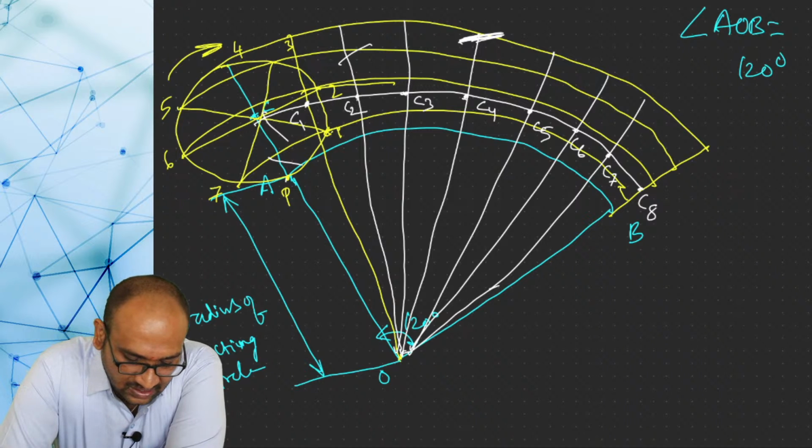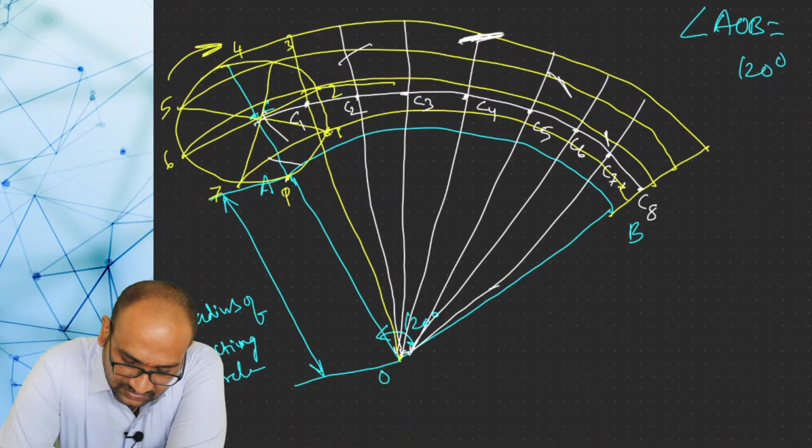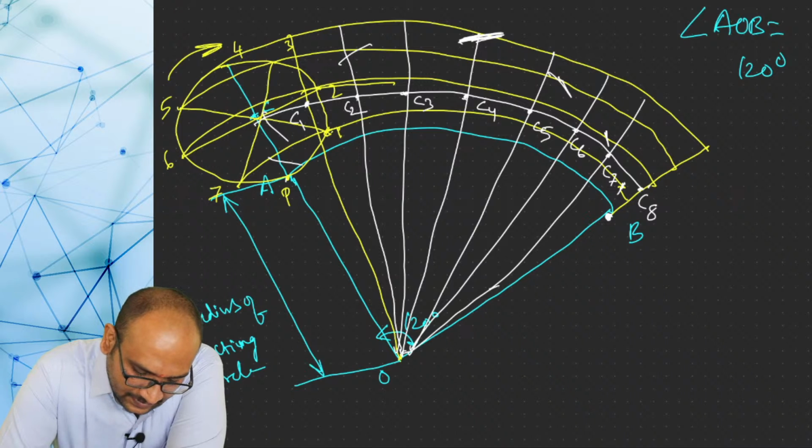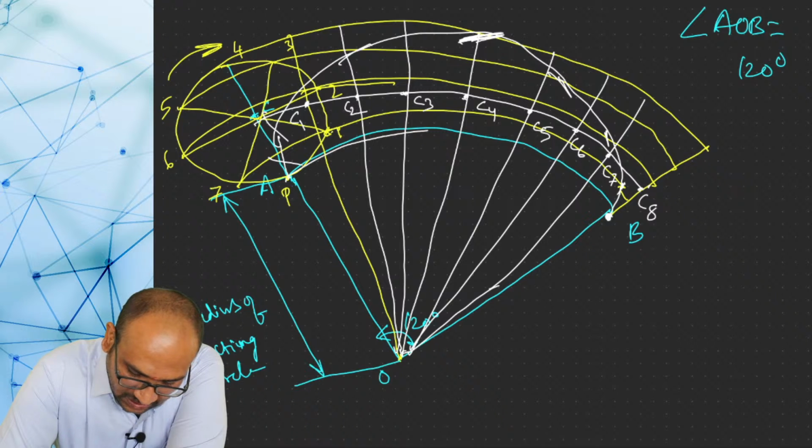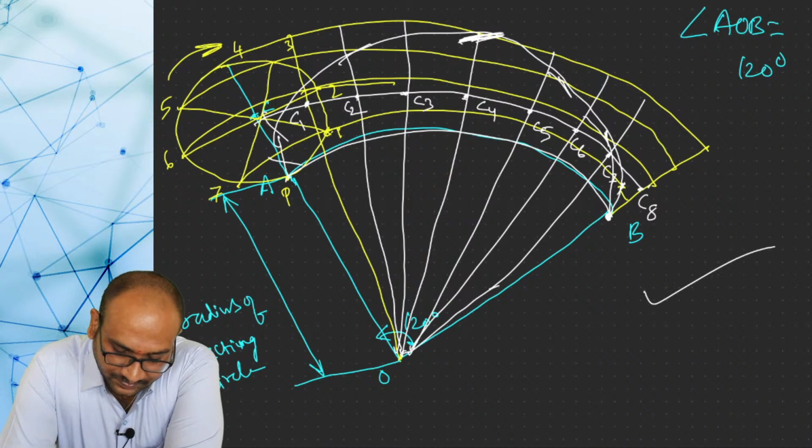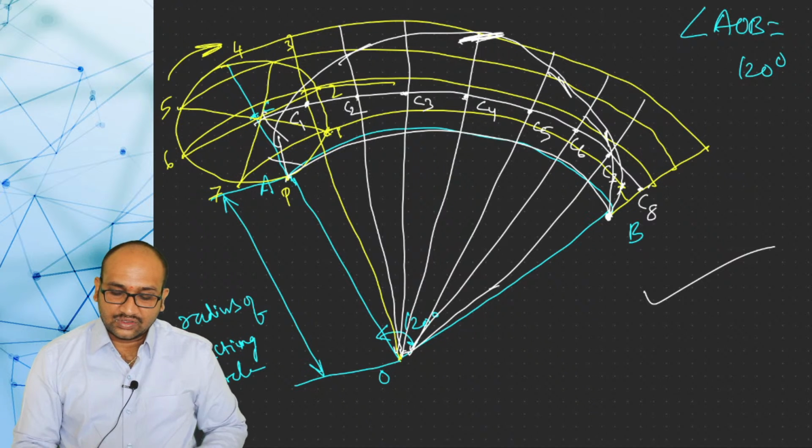Next, with C5 as center and the circle radius, you draw an arc on the fifth curve. C6 center, draw an arc on the sixth curve. C7 center, seventh curve, and C8 center, eighth curve. This is the ending point of the revolution. Now with the help of a pencil and freehand, you join all these curves. It will come like this. So this is the epicycloid of the problem. This is about cycloids.